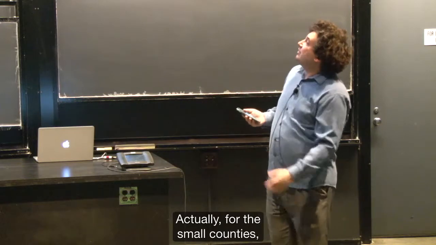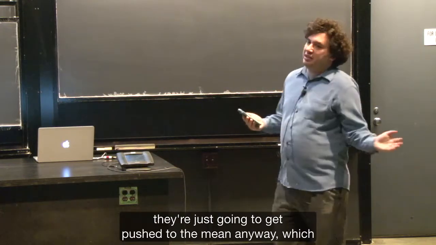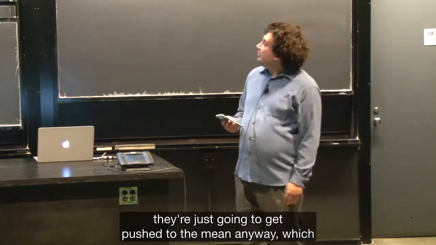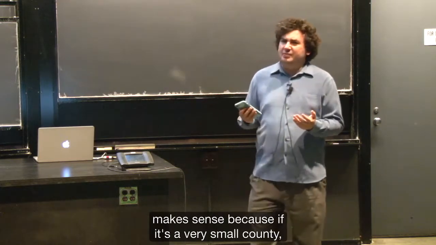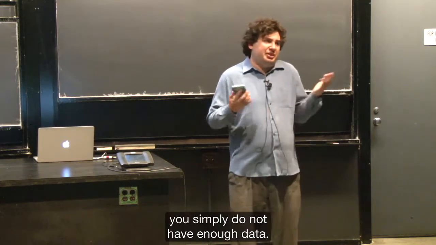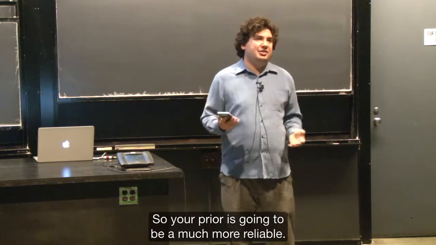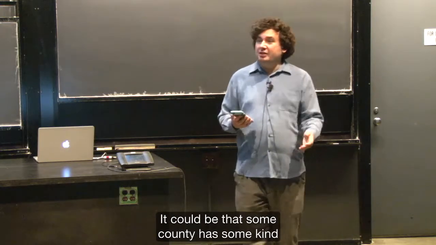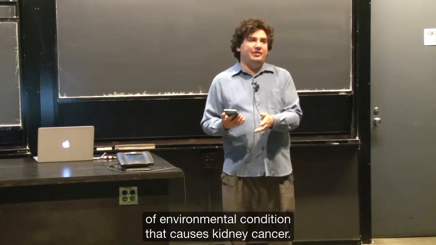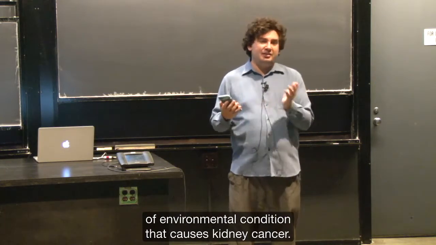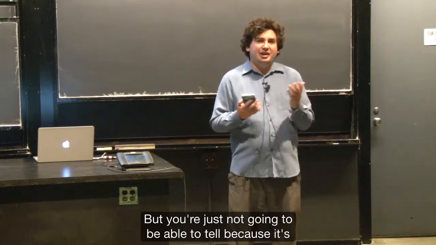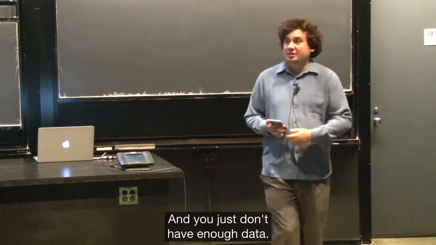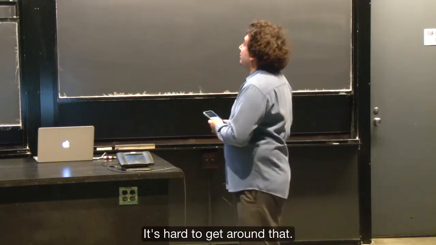Actually, for the small counties, they're just going to get pushed to the mean anyway, which makes sense, because if it's a very small county, you simply do not have enough data, so your prior is going to be much more reliable. It could be that some county has some kind of environmental condition that causes kidney cancer, but you're just not going to be able to tell because it's such a small county and you just don't have enough data. So it's hard to get around that.